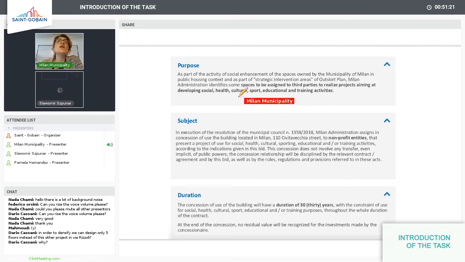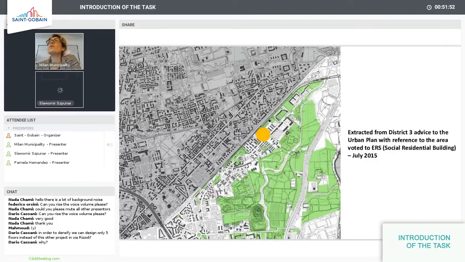So here you can see the purpose. The purpose is to have the space requalified and assigned to third parties to realize projects aimed at developing social, health, cultural, sport, education and training activities, which is a very wide range of possibilities, but in order to keep the possibilities open. So non-profit entities, and their duration is for 30 years.